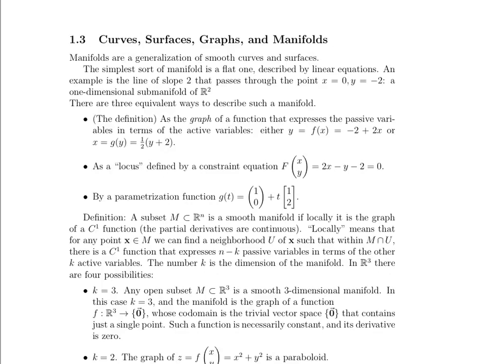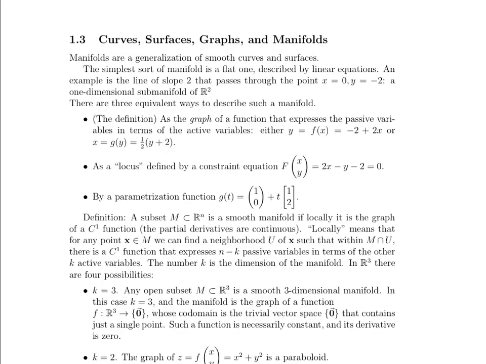The number k is the dimension of the manifold. It's the number of active variables. And in R3, there are 4 possibilities. One is where you have a 3-dimensional manifold. So any open subset in R3 is itself a smooth 3-dimensional manifold.